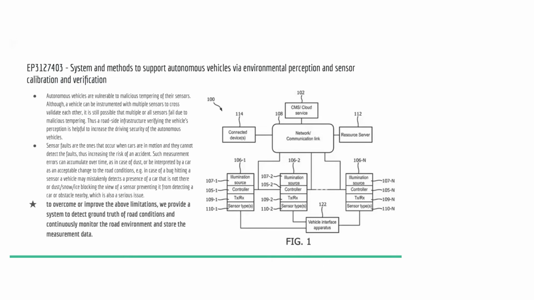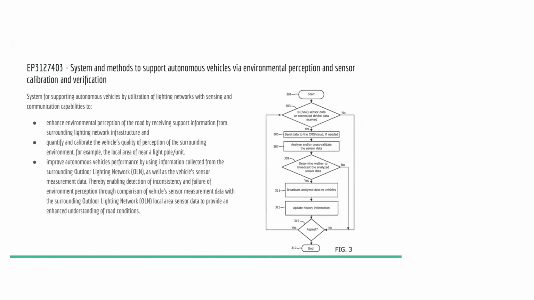On the next slide, we will see how the system is utilized. So the system has the capabilities to enhance environmental perception of the road by receiving support information from surrounding lighting network infrastructure. So the car receives the information from the lighting outside. Also, there's a capability to quantify and calibrate the vehicle quality of perception of the surrounding environment. As an example, the local area of near light units which are staying on across the road.